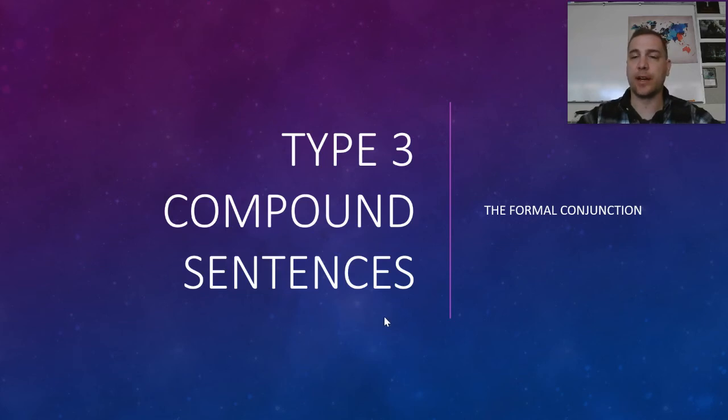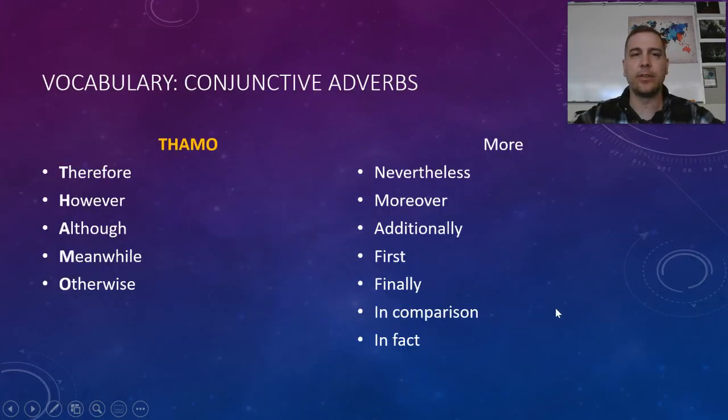And then type 3 compound sentence. This is what I call the formal conjunction because it always sounds very formal when you're writing it. You need to know what a conjunctive adverb is. Some grammar programs will refer to them as thamos, which refers to the major ones, which are therefore, however, although, meanwhile, otherwise. There's more, such as nevertheless, moreover, additionally, first, finally, in comparison, in fact. There's a whole list. There's more conjunctive adverbs than what's on this. But just know that they're typically very formal.